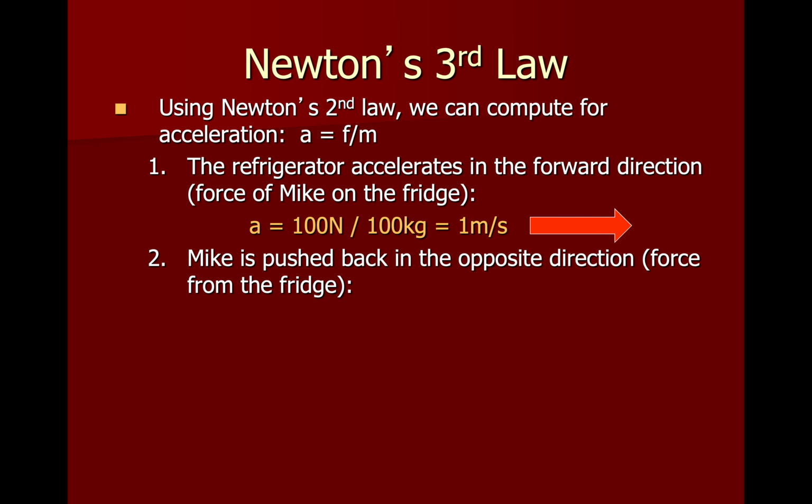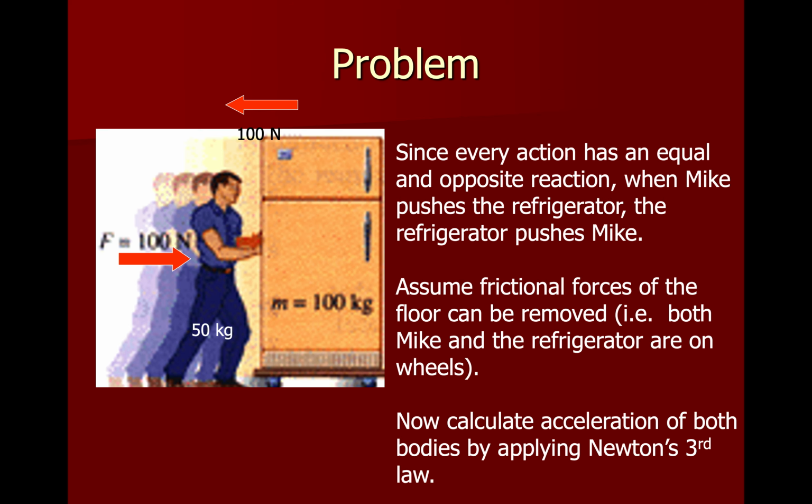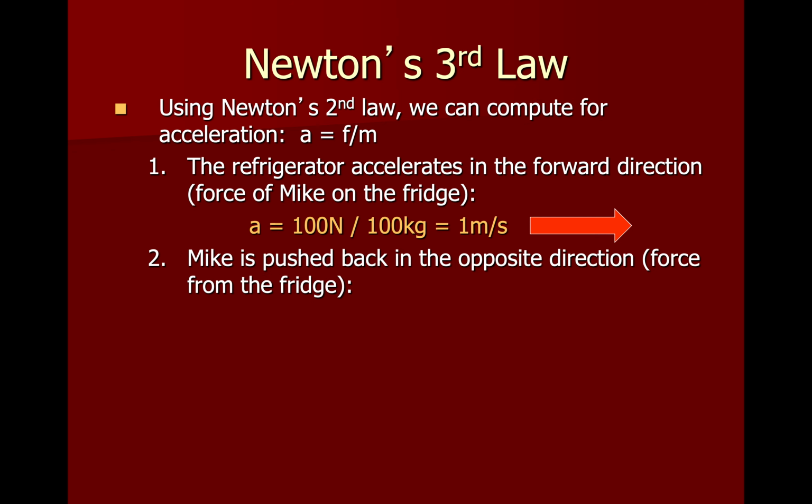However, Mike is pushed back in the opposite direction. Now, let me go back to this. I forgot to say that I've put Mike's mass. Okay, so the mass of the fridge is 100 kilograms. The mass of Mike is 50 kilograms, right? So now we have to obtain the acceleration of Mike being pushed by the force of the fridge. Okay, so now again it's flip-flopped. The force is from the fridge and the object is Mike.